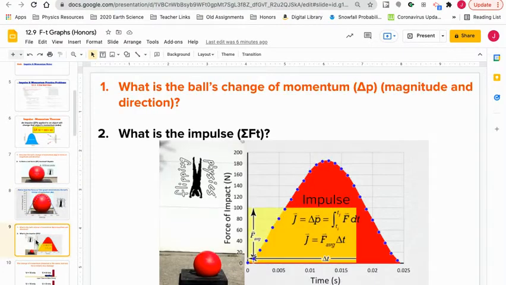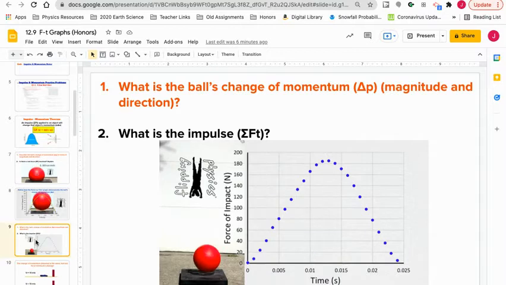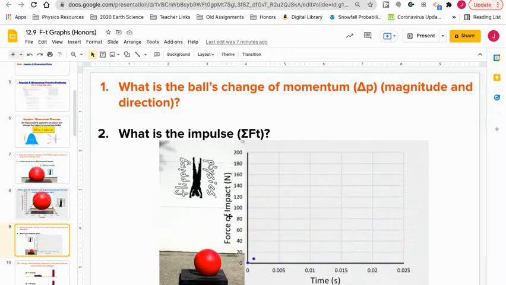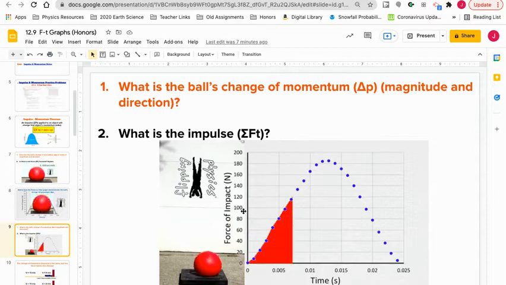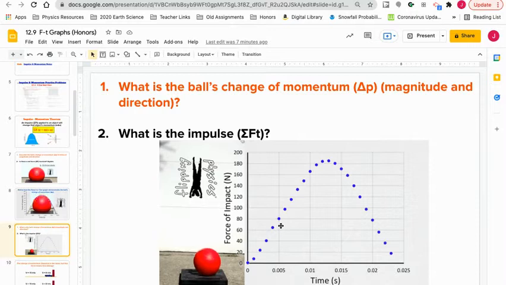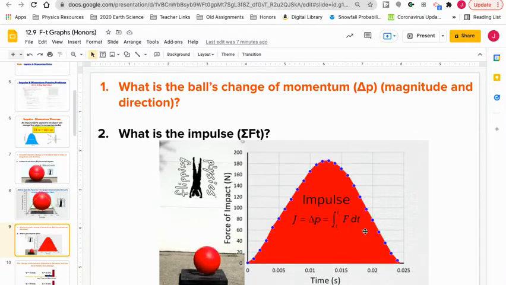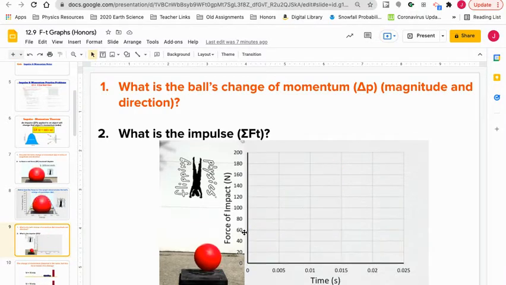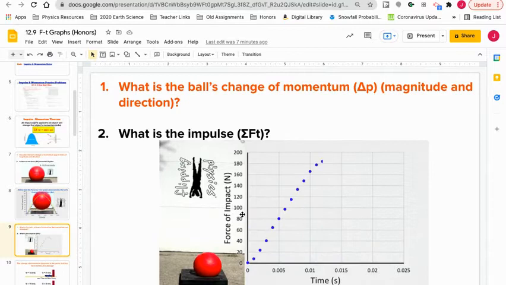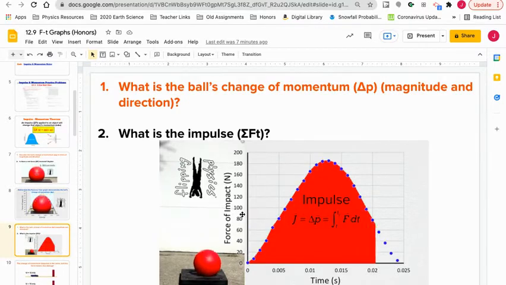This slide here is showing you a pretty important thing: if you take the average force, this yellow that pops up here, and multiply by the time, that is the yellow area, which is going to be equal to this red area here. So the area under the curve, the impulse or the change in momentum, is just going to be your average force times time.